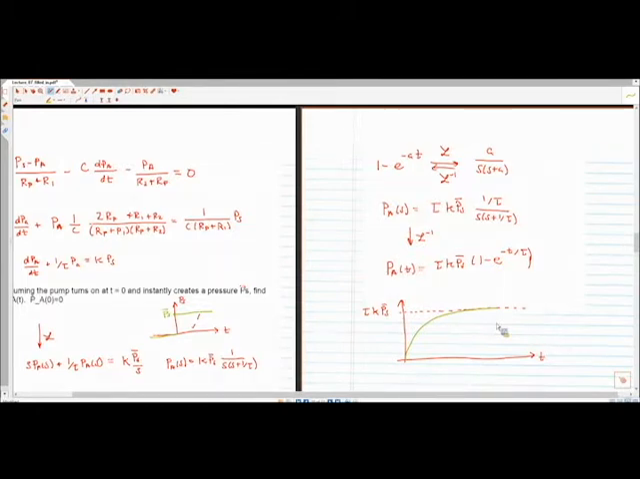Okay. Any questions about this example? Okay, let's get to a more difficult one then.